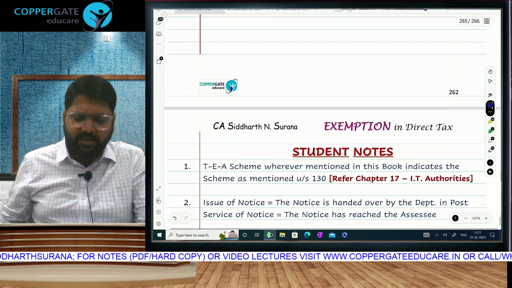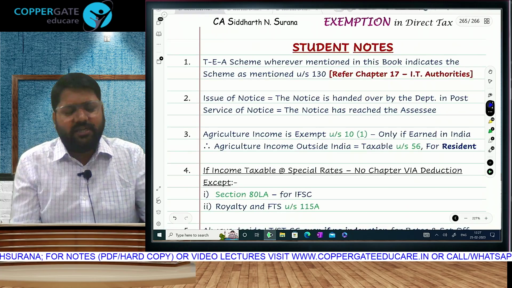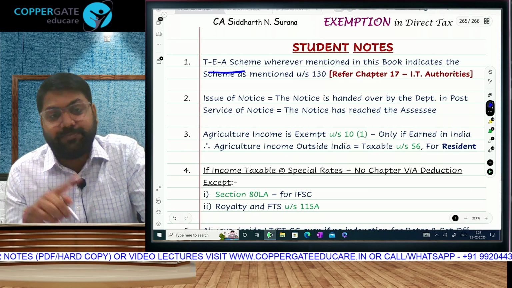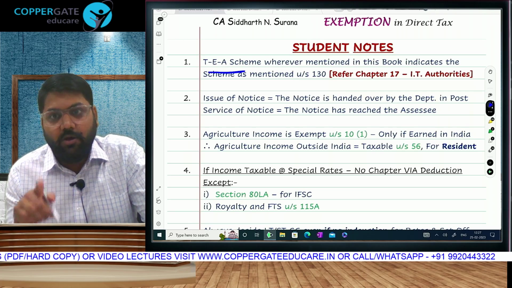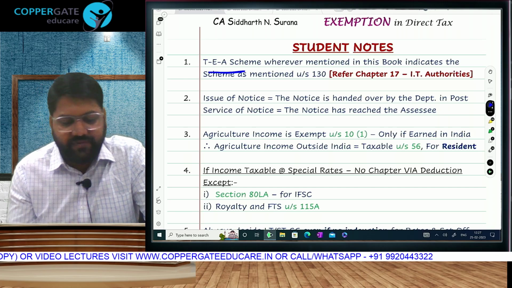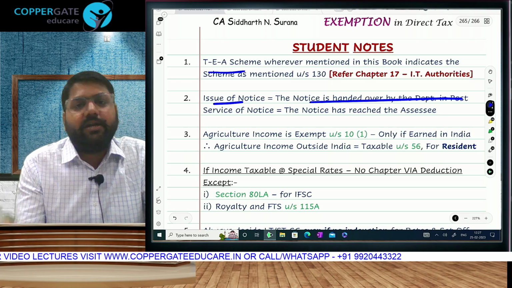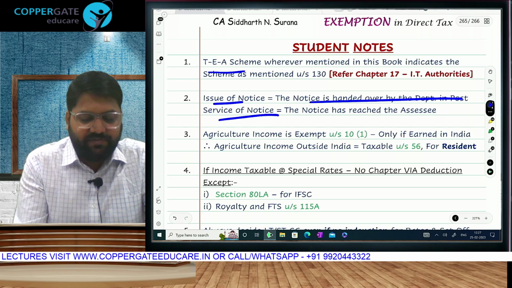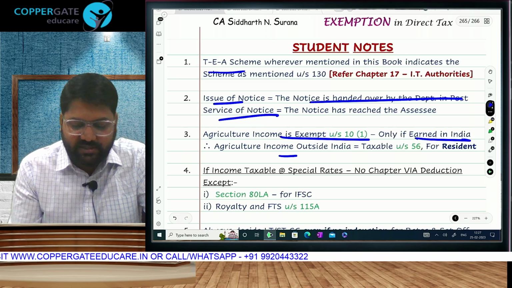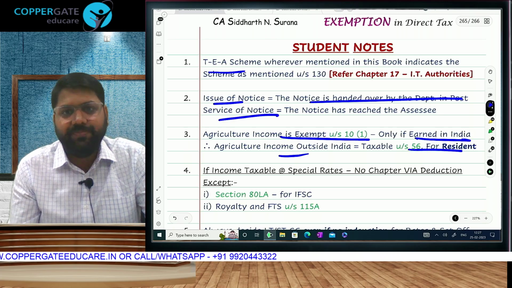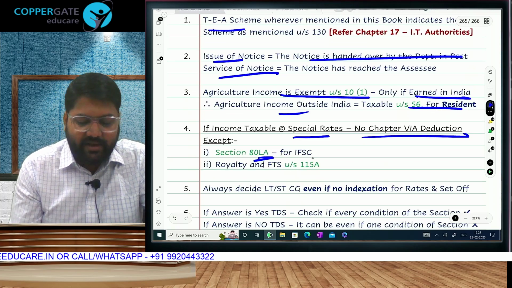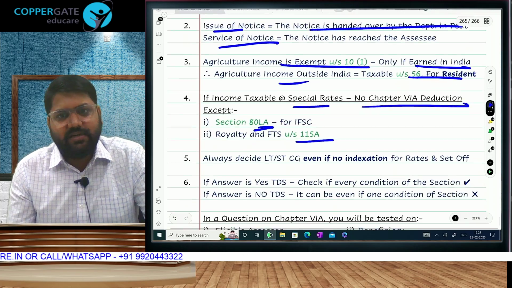First, I will tell you about the general notes, then the 3 extra chapters for CA final. Students, wherever we have referred to T scheme, transparency, efficiency, accountability, I have given its meaning in chapter 17, IT authorities for facilitating faceless. Notice issued means handed over by the department to post, but service means reaching the assessee. Agriculture income is exempt, only earned in India; outside India it is taxable, but only for a resident under IFOS.